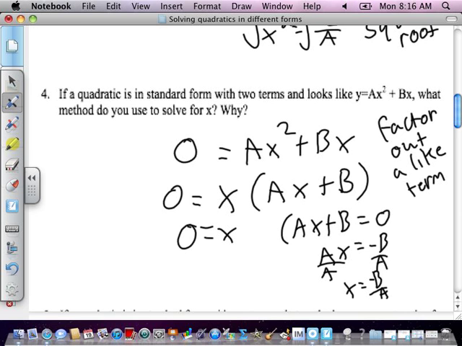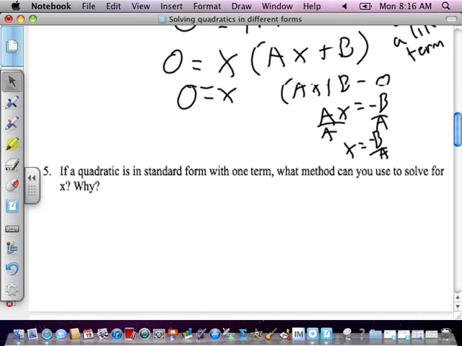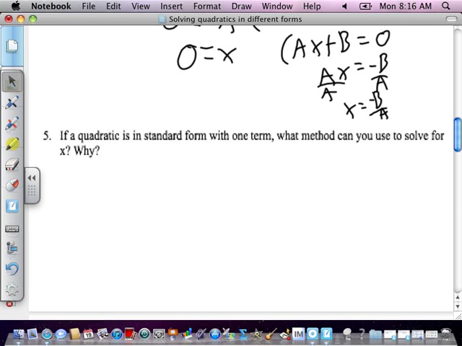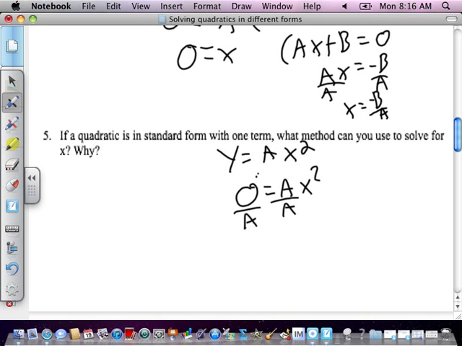Let's look at number 5, because number 5 is a little strange. If a quadratic is in standard form with only one term, so that would have to look something like y equals a times x squared. What would I do to get this one by itself? If I set y equal to 0, yes, Rhiannon, what would I do? Divide by a first, but anything divided by 0 is. And then I would square root it. So you should get x equals 0.